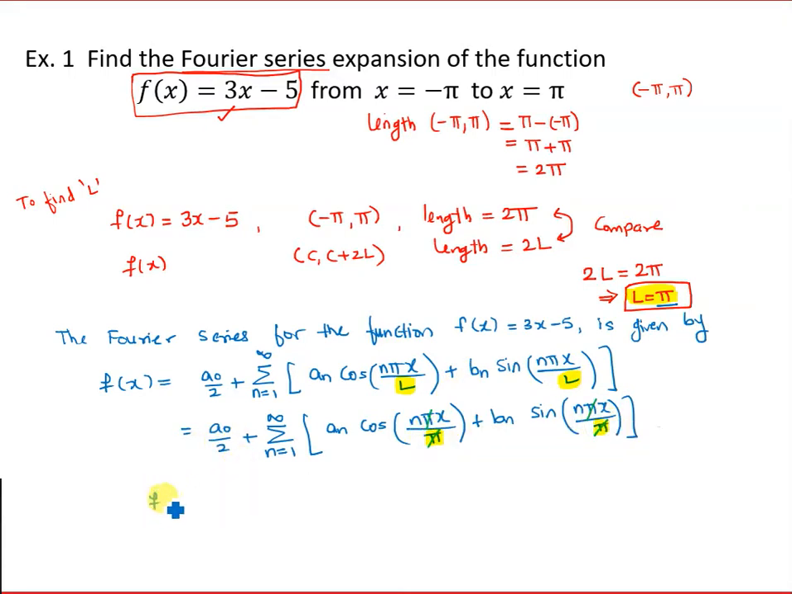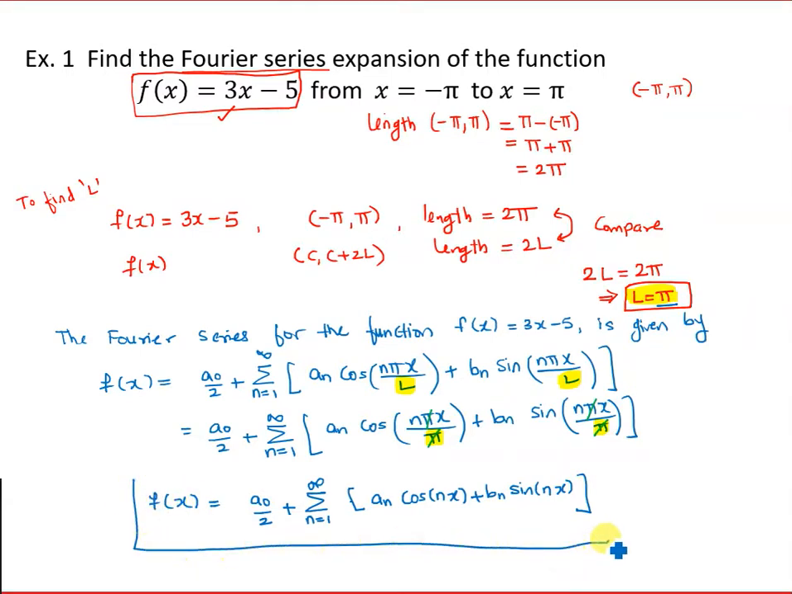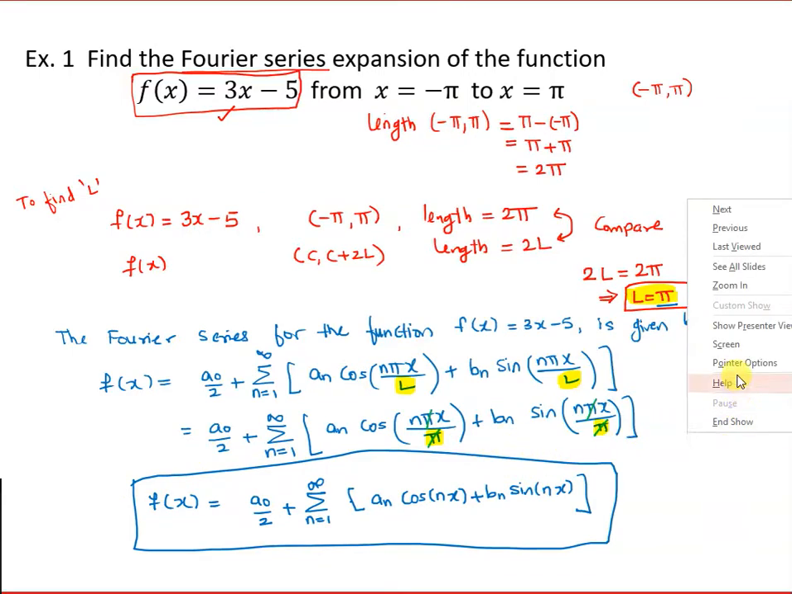We get the Fourier series expansion f(x) as a0 over 2 plus summation n from 1 to infinity of an cos of nx plus bn sine of nx. Okay, so this is the Fourier series expansion, but still we are not done because we don't know the values of these terms. We don't know the value of a0, an and bn.